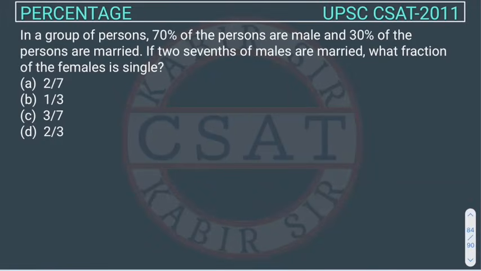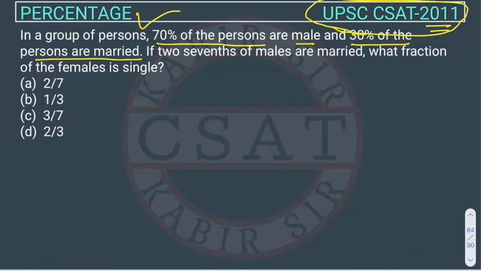This is a percentage question asked in UPSC Civil Services CSET exam 2011. In a group of persons, 70% of the persons are male. So how many persons are male? 70%. 30% of the persons are married.